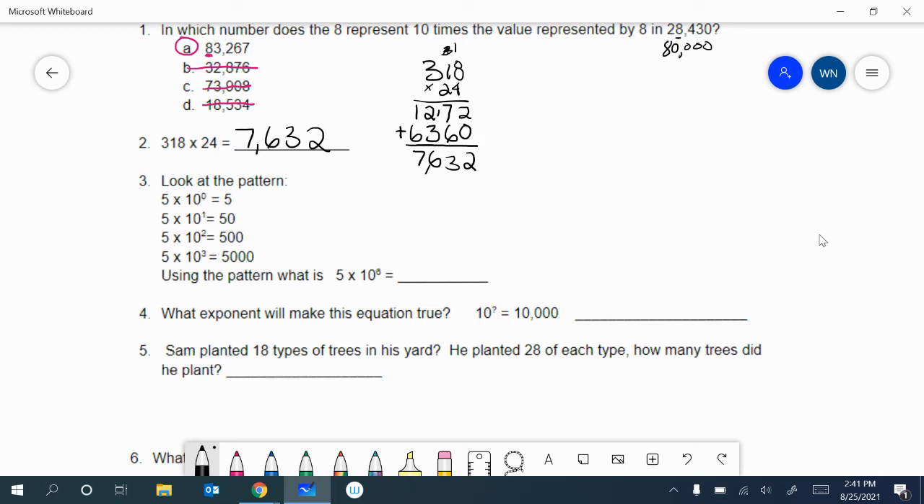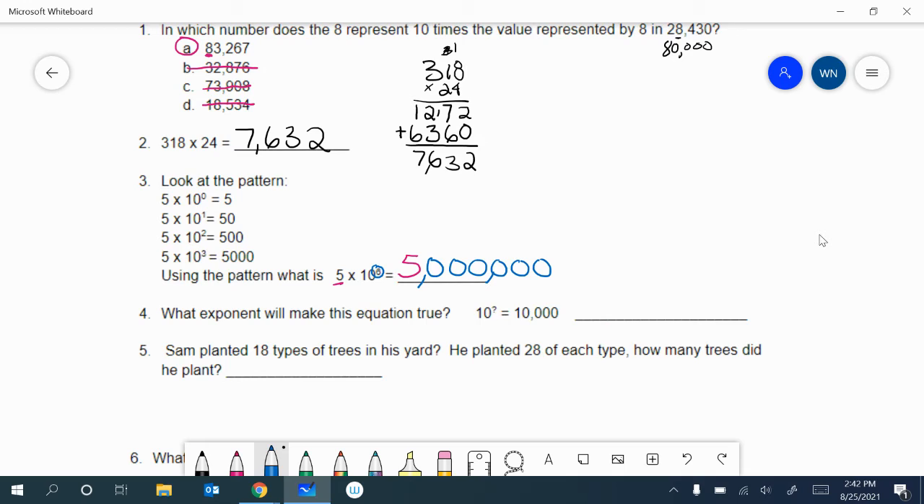So I want you to look at that pattern, but I also want you to just remember, when we're doing this, we carry our 5 over. So we're going to write our 5. And then we're going to look at that exponent. It's a 6. So we're going to put 1, 2, 3, 4, 5, 6 zeros. And you're going to get 5 million.